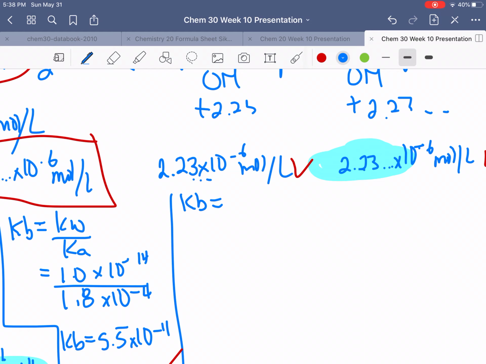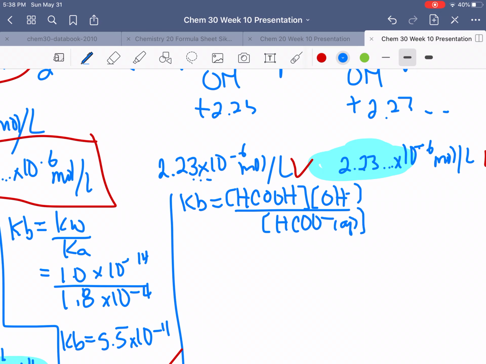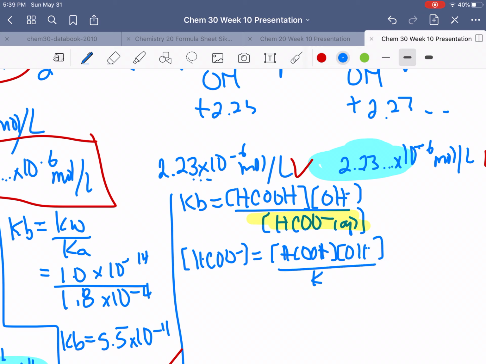Let's make the law. Kb equals HCOOH times the concentration of hydroxide divided by, and here's partly what will help us, HCOO negative. Now remember, this is the concentration at equilibrium, so it's not our end answer, but it'll get us close. Rearrange this thing. We need to rearrange it in order to get this by itself, right? So play around with it algebraically. We end up with, in the end, HCOO negative equal to the formic acid, HCOOH, times the hydroxide, OH negative, divided by the Kb.